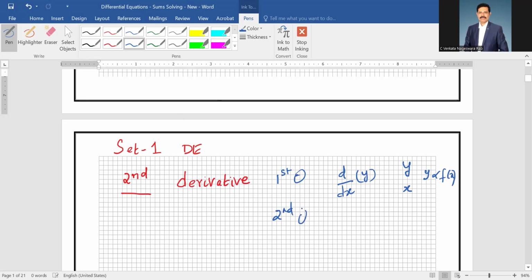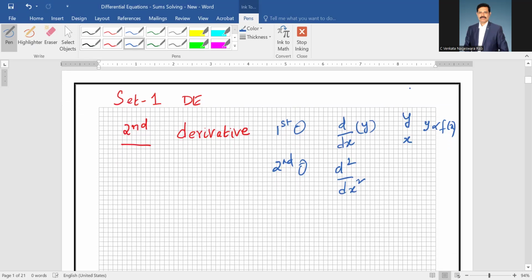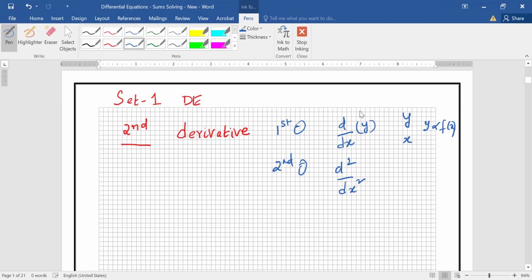What is the second order derivative? Second order derivative is d square by dx square. We have seen the first order derivative: d by dx of a function, a dependent variable. Second order is d square by dx square of a function, and d cube by dx cube of a function.